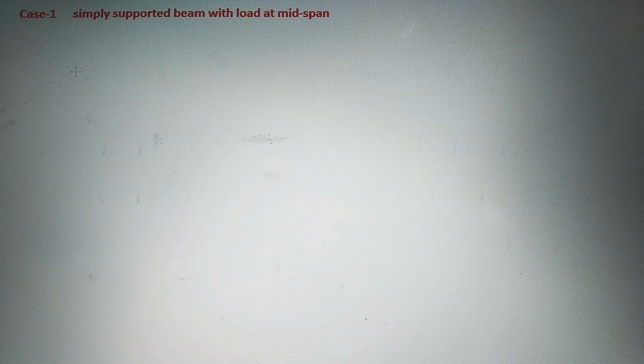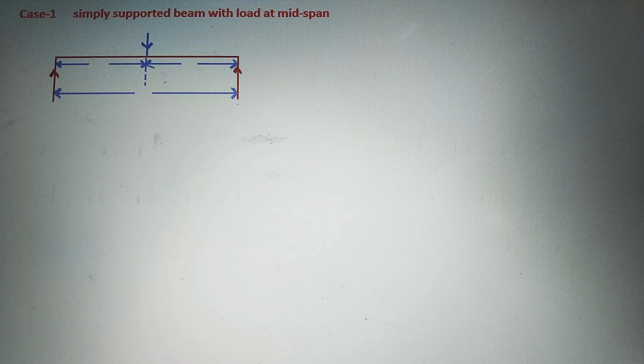So first of all, we will draw the figure of simply supported beam with load at mid span. See this simply supported beam which is having two supports here. First is A and second one is B. This simply supported beam has a span of capital L. This is the span of the simply supported beam and that is capital L.